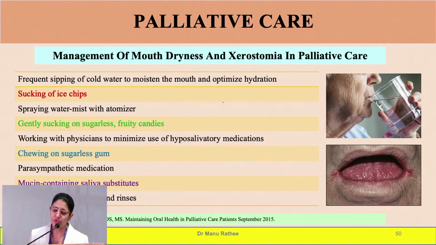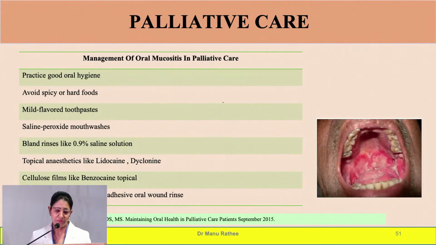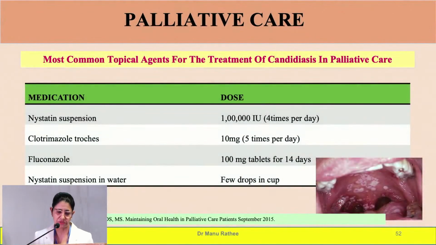Xerostomia can be addressed by giving clear instructions to the patient as well as to the caregiver, to keep the patient's lips and the oral cavity moist. That will save the patient from so many hassles, or even the salivary substitute may be recommended to the patient. And mucositis, it is a very trivial problem, but it is very problematic for the patient. It can be treated by giving instructions, avoiding the spicy food, maintaining the oral hygiene. If not managed by this, then some medication may be prescribed.